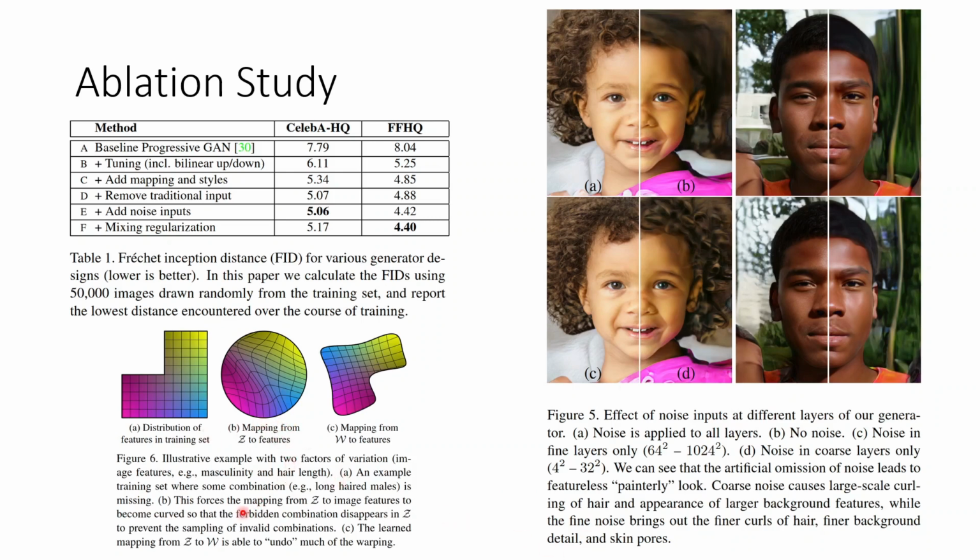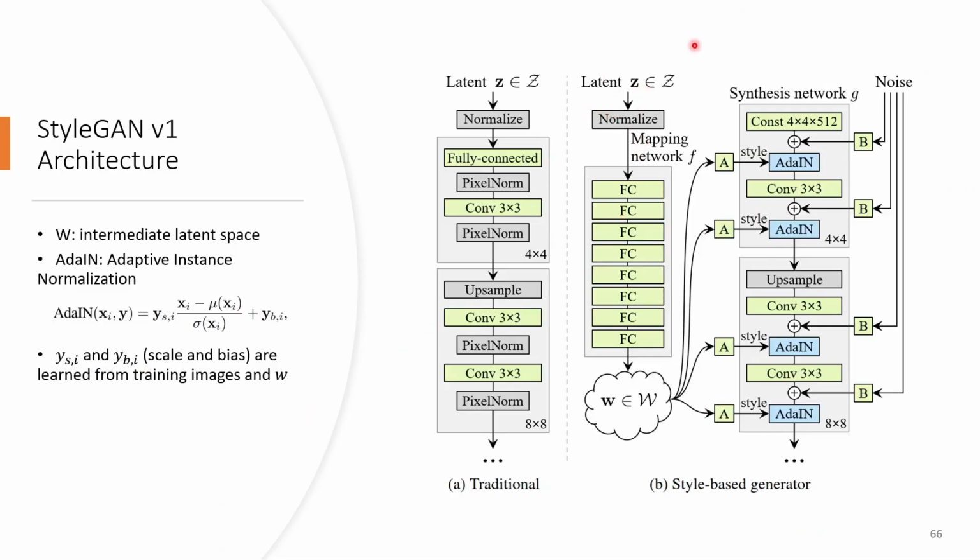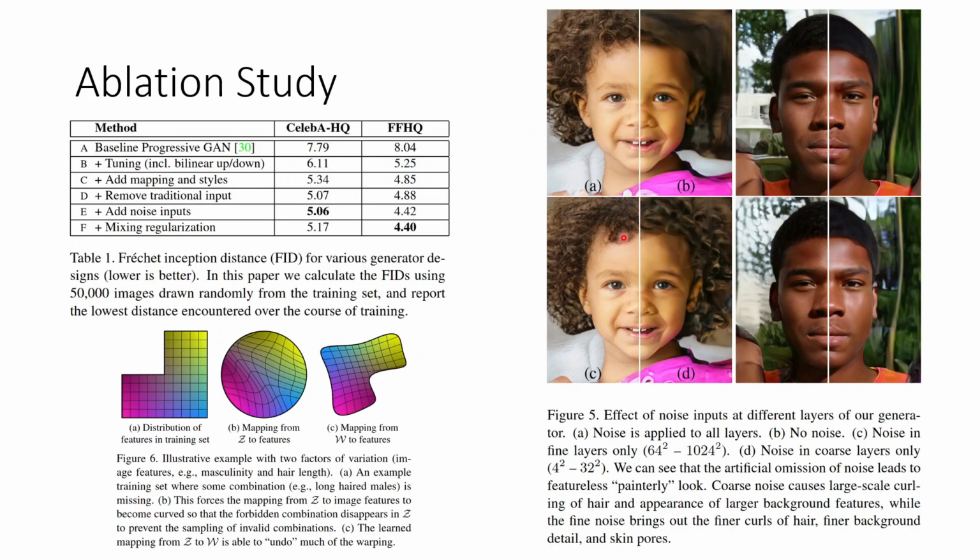So in real datasets, we seldom see long-haired male images. This means that if we assume the distribution in the latent space is Gaussian, it may not match the real distribution in the real world. So their mapping network can convert a Gaussian distribution to some other distribution that is more similar to the real-world image distribution.